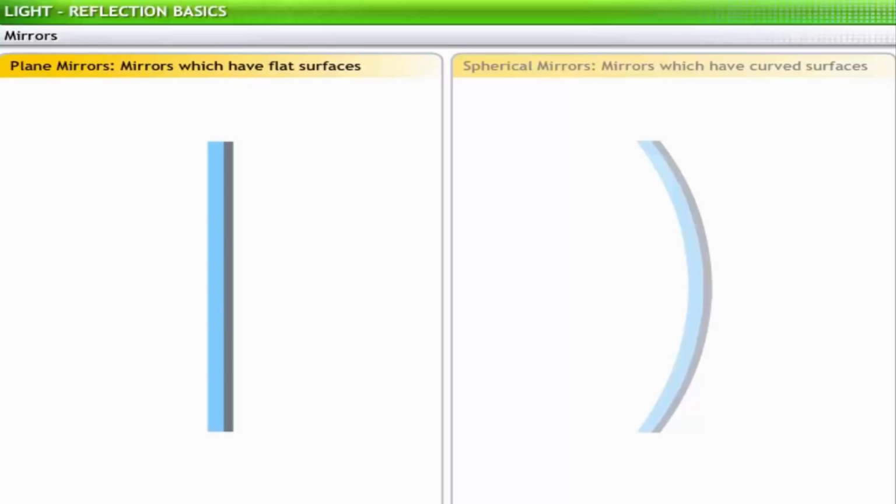Mirrors can be broadly classified into plane mirrors, which have flat surfaces, and spherical mirrors, which have curved surfaces. In this lesson, we will look at reflections in plane mirrors.